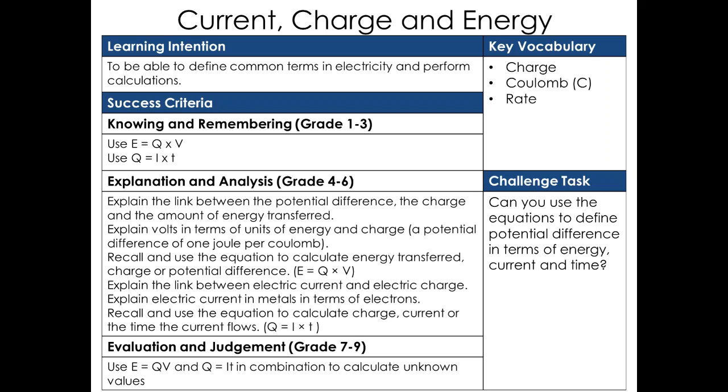The challenge task, we've talked about the two equations, and this links to the highest level success criteria. Could you combine the equations to define potential difference in terms of energy, current and time?